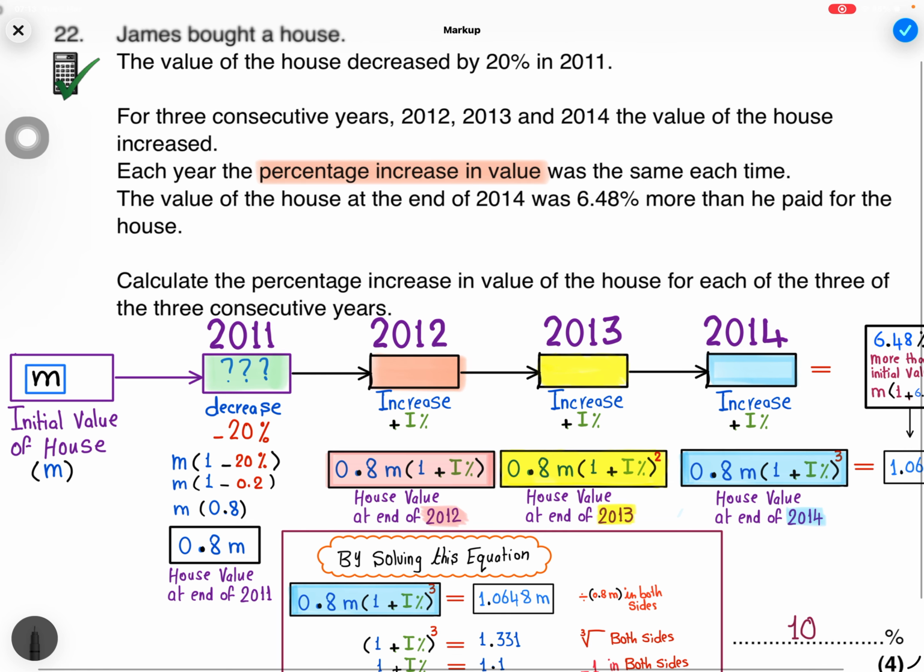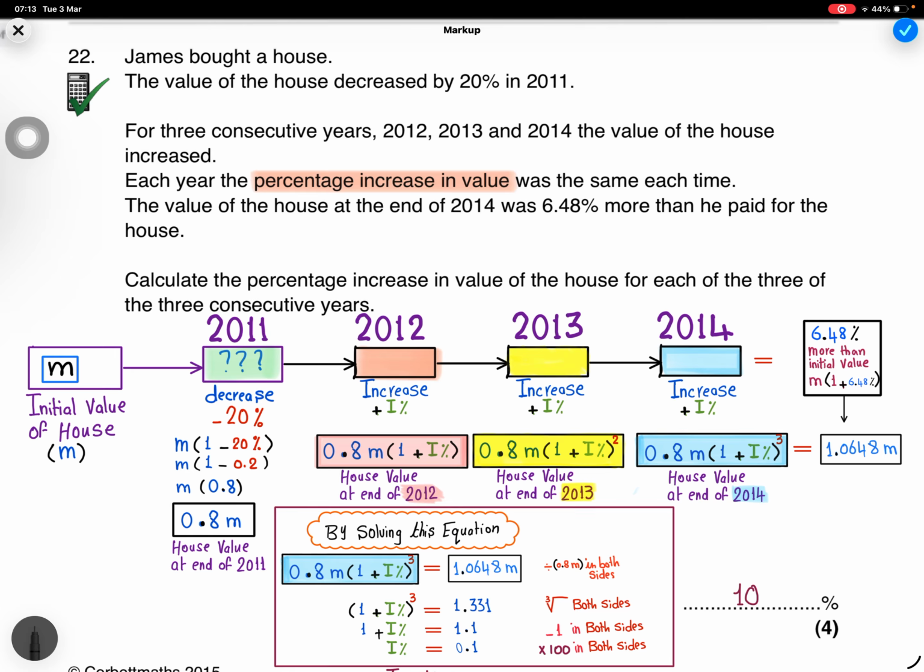The value of the house at the end of 2014 was 6.48% more than he paid for the house, more than he paid for the house initially. Calculate the percentage increase in value of the house for each of the three consecutive years.